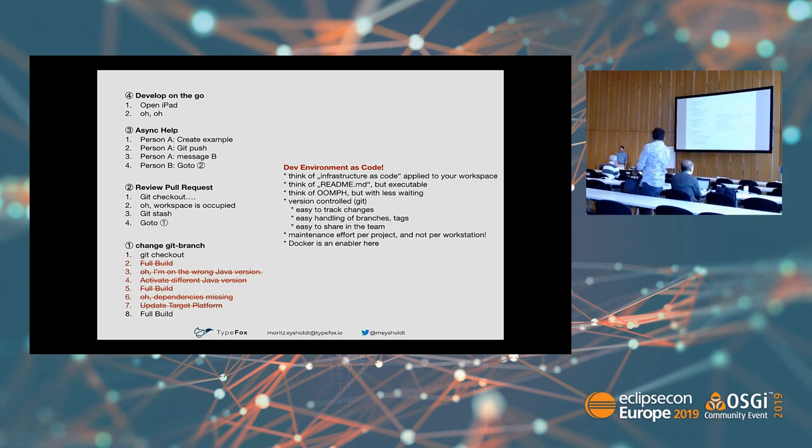Or if you're familiar with Eclipse Oomph, that's the same idea, but we can do it a bit faster than Oomph can do. But the basic idea is that you describe your dev environment in code, put it under Git, so that all the changes of your dev environment are being tracked, and thereby it becomes easy to track changes, to handle branches, tags, and to share it across the team.